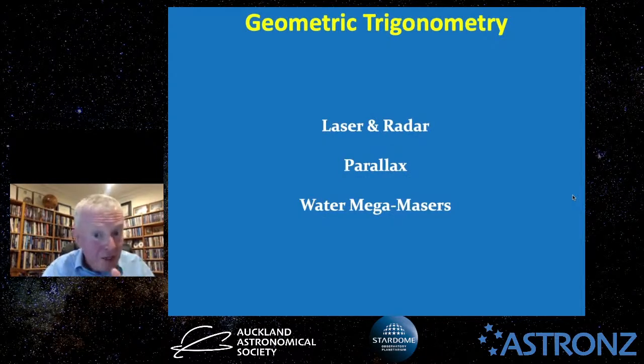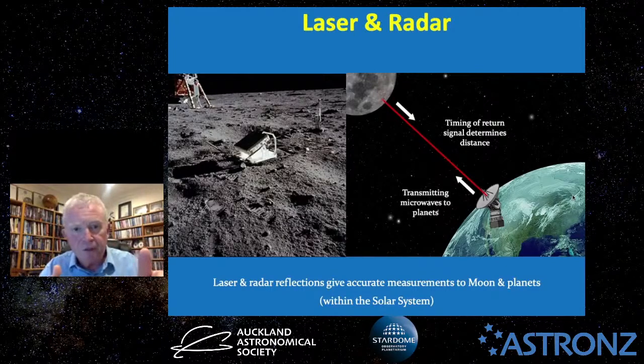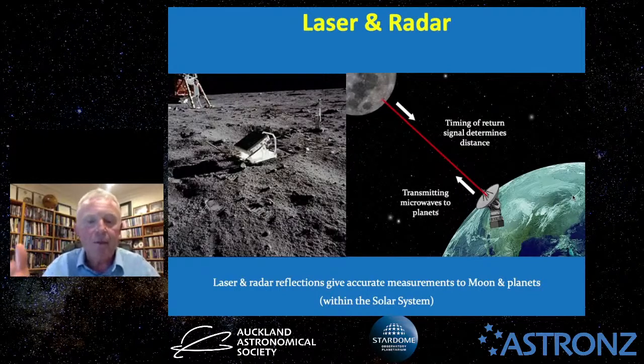Three main ways: laser and radar, parallax, and water megamasers. So the laser and radar, very briefly: astronomers are able to fire laser beams up to reflectors on the surface of the moon that the Apollo astronauts left behind, and they measure the time that it takes for the light to go to the moon and come back again. And of course, they know the speed of light pretty accurately. It's pretty easy from then on to work out the distance from the time it took.